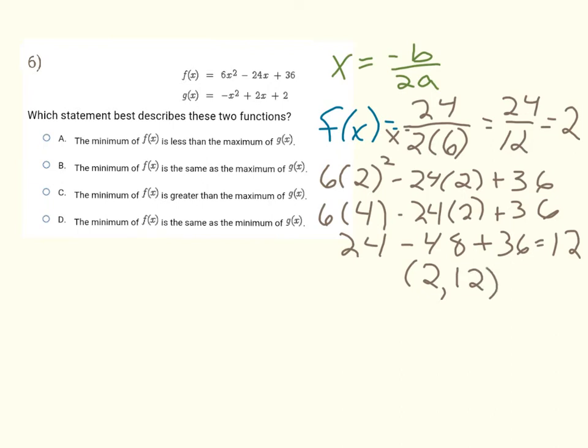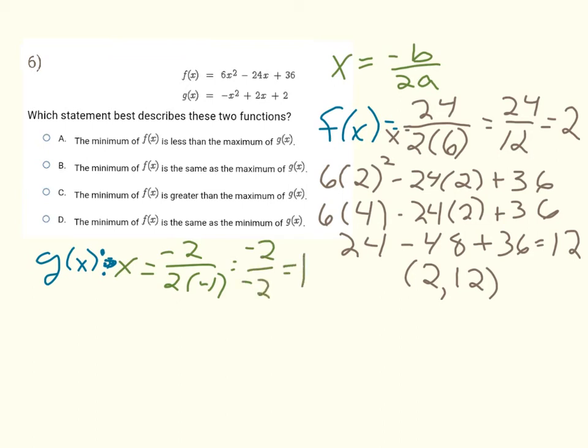And then I need to do the same thing with g of x. So I'm going to start with my x coordinate again. My b number here is a positive 2. So the opposite of that is negative 2 all over 2 times, and then my a number is that negative 1 that's in front of the x squared. And so 2 times negative 1 is negative 2, and negative 2 over negative 2 simplifies to 1.